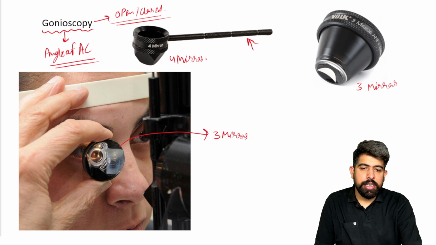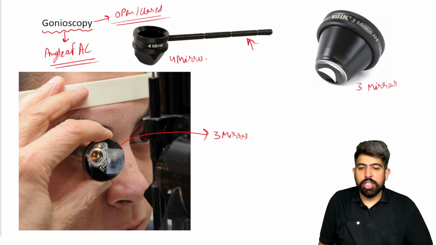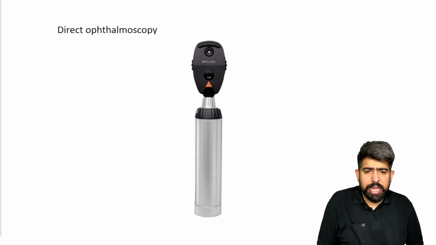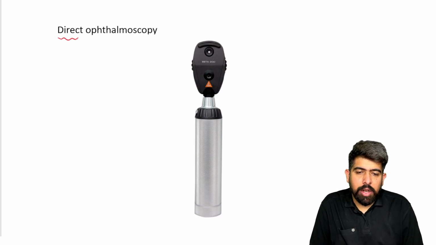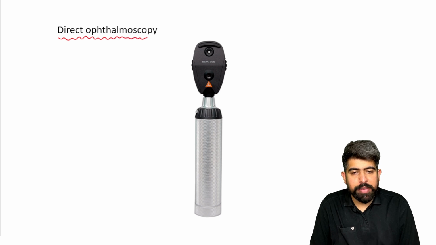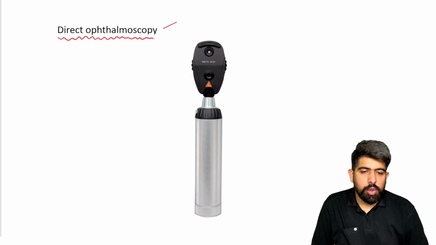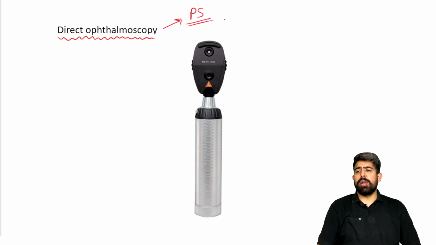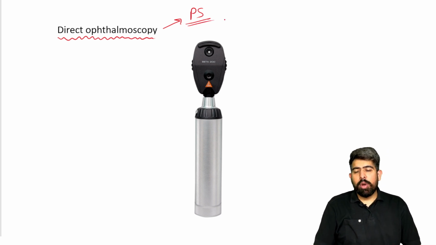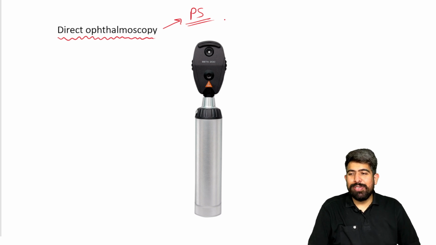Let's move to the next one, which is known as the direct ophthalmoscope. I hope you remember what we are doing with this ophthalmoscope. We are evaluating the posterior segment, or you can say fundoscopy also, because we have to see the fundus.